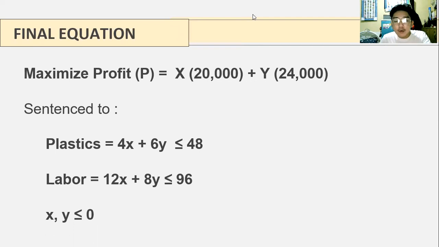So we will finalize the equation. Our final equation would be: maximize profit P equals X times 20,000 plus Y times 24,000. Plastics: 4X plus 6Y is less than or equal to 48. And labor: 12X plus 8Y is less than or equal to 96. And Y and X cannot be less than or equal to 0.